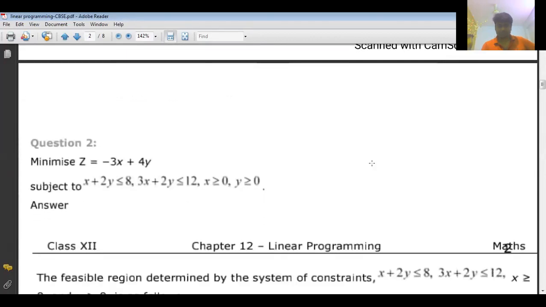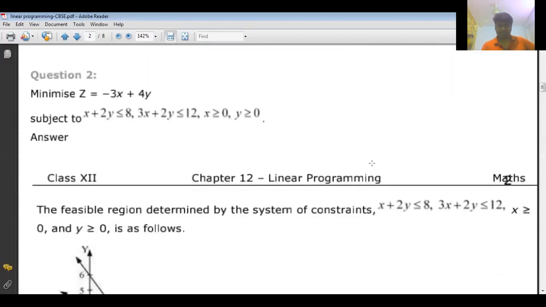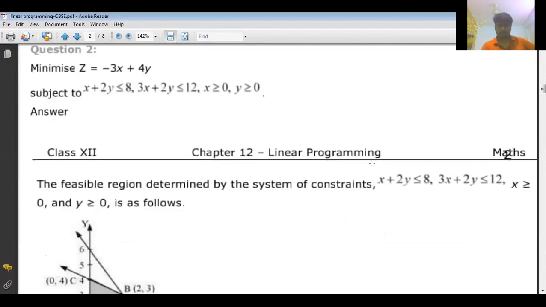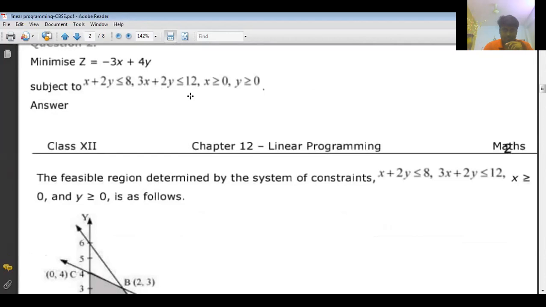Question number 2. Minimize minus 3x plus 4y subject to x plus 2y less than or equal to 8, 3x plus 2y less than or equal to 12. Here, how many constraints are given? Two constraints are given. So we need to take table values for both the inequalities. Take the inequalities as equalities.